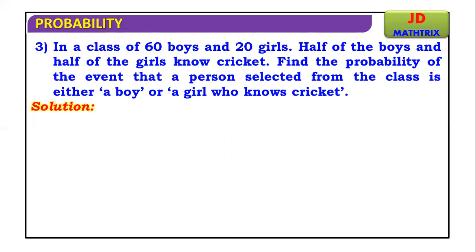Next, in a class of 60 boys and 20 girls, half of the boys and half of the girls know cricket. Find the probability of the event that a person selected from the class is either a boy or a girl who knows cricket.